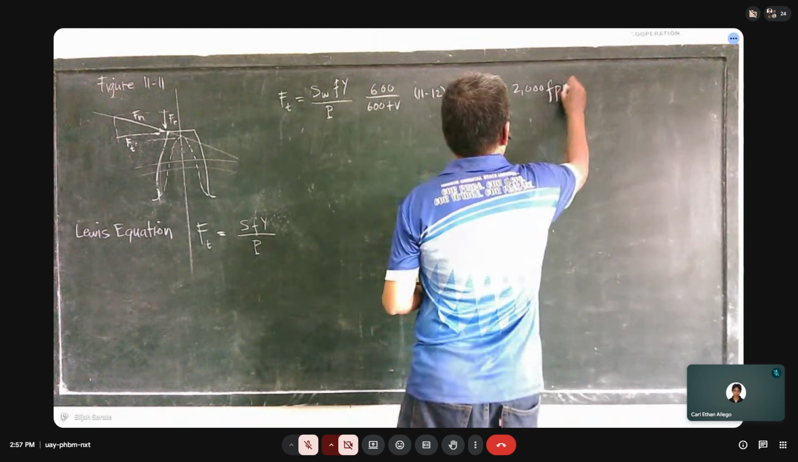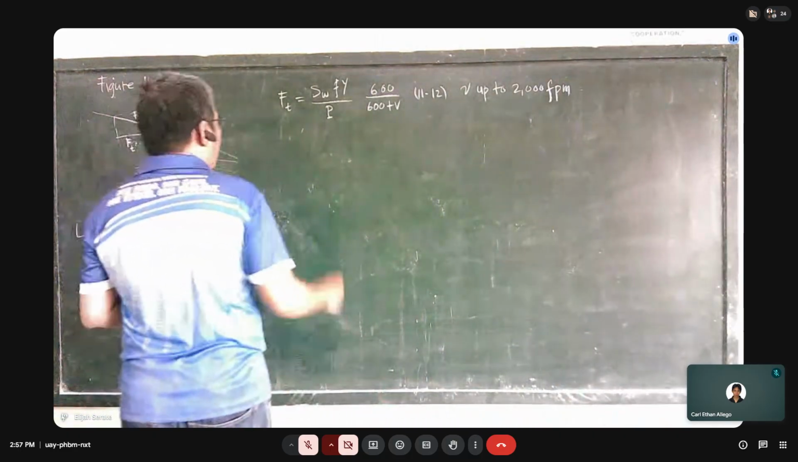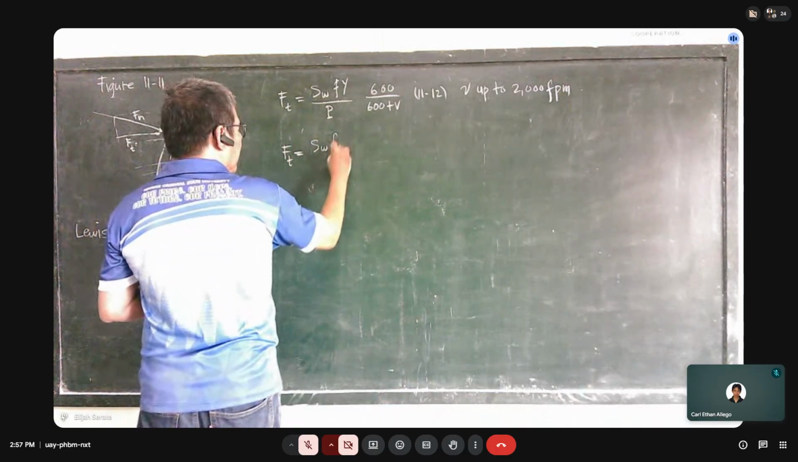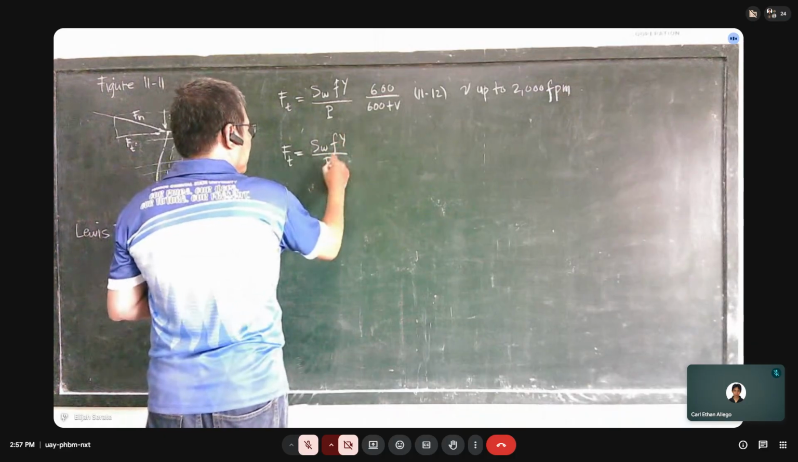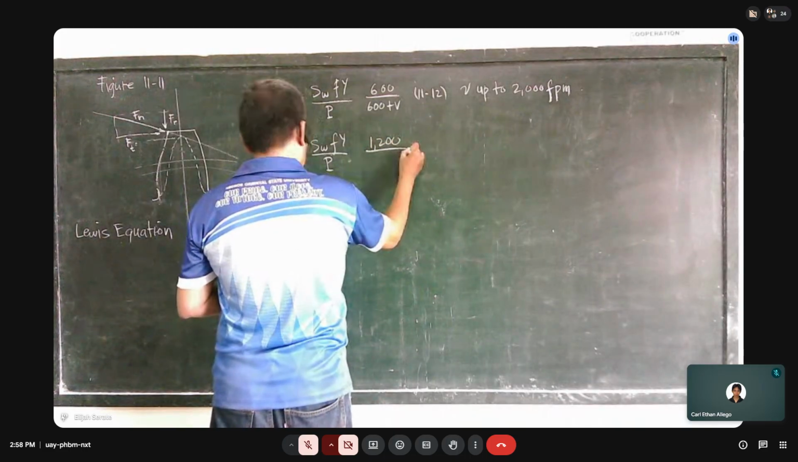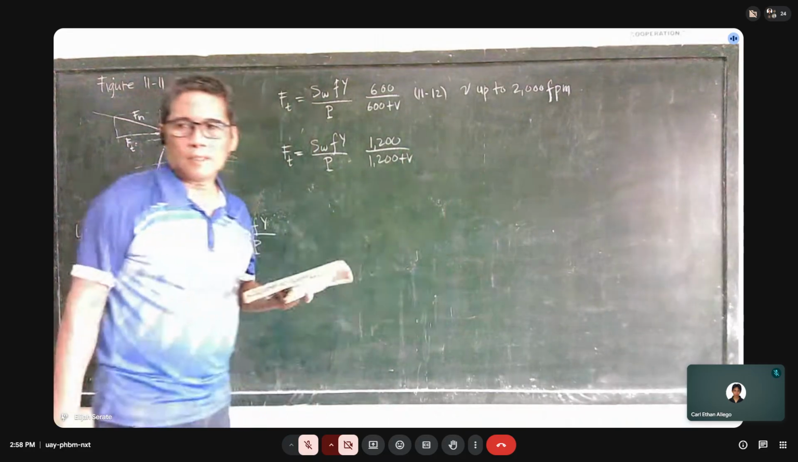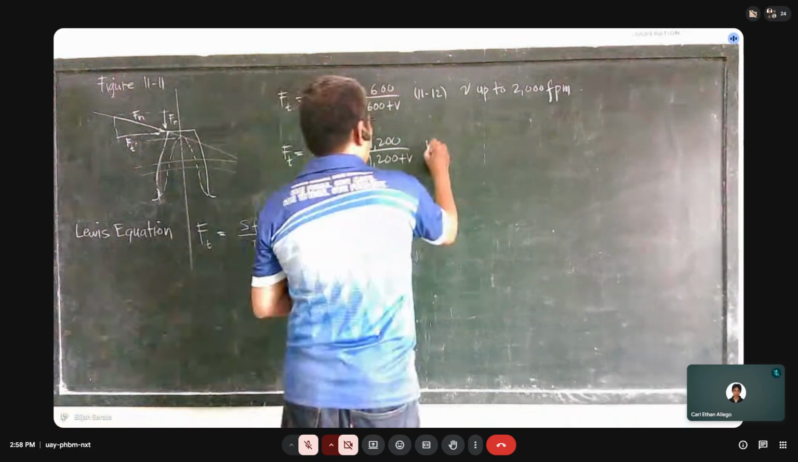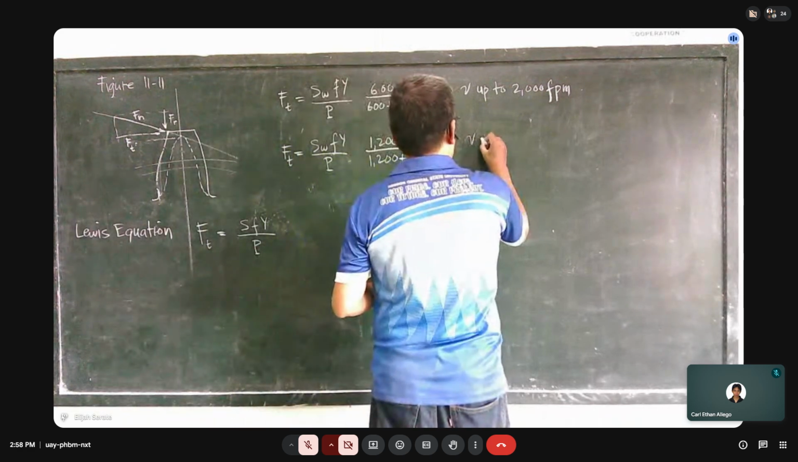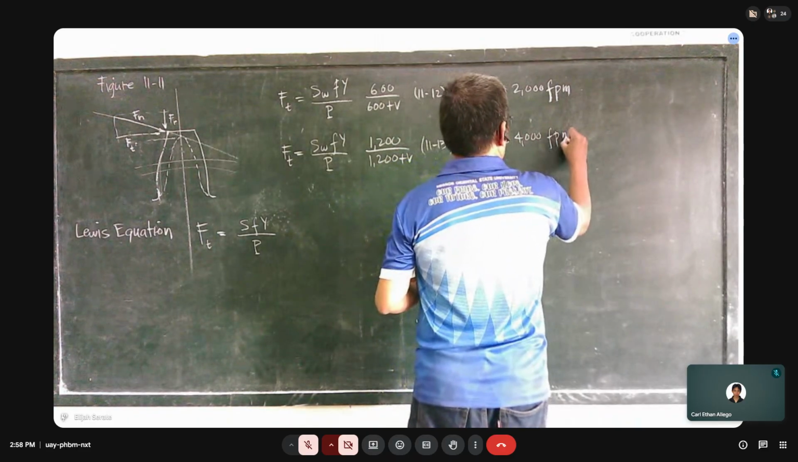Then there is another one. This time it is the Candian, with 1200 over 1200 plus V. This is 11-13. Okay, velocities up to 4,000 feet per minute.